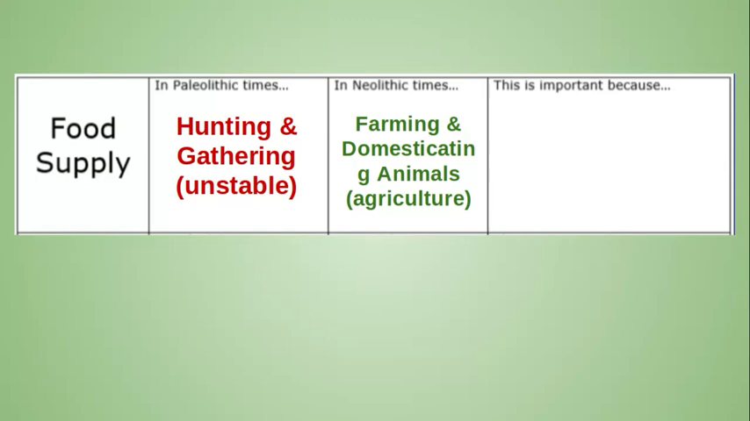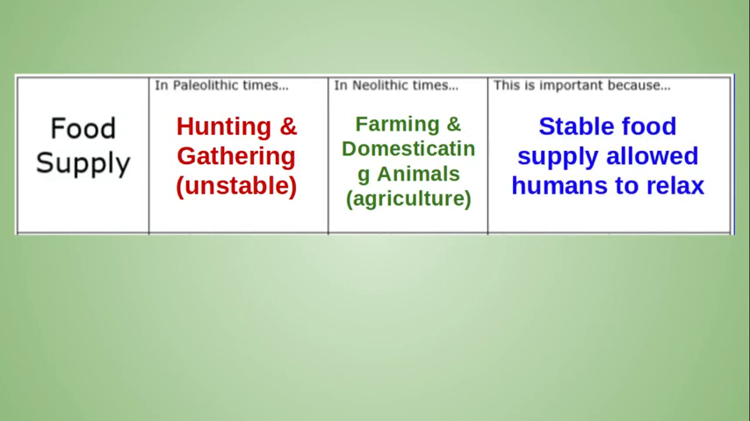Now, the last part of your notes here is really the important part of your notes. Why was moving from hunting and gathering to farming and domesticating animals important? Well, when it comes to food supply, this was important because this is the first time that we've had a stable food supply, and this is now allowing humans to relax. We can chill out, we can breathe, we don't have to worry about food, we don't have to go out and hunt and die in the process or get injured in the process. We can really focus on just kind of enjoying life for the first time.